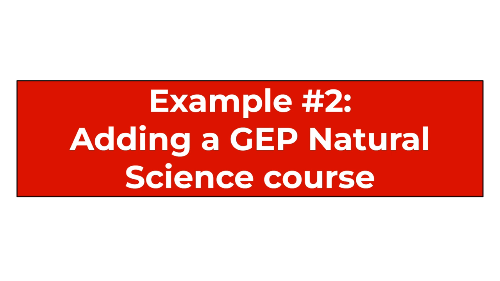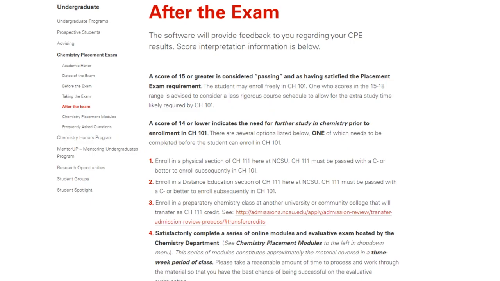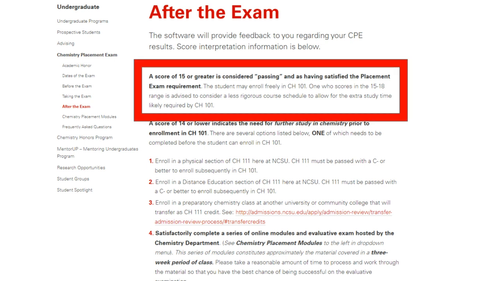Example number 2, adding a GEP natural science course. For this example, we will repeat a similar process from example 1 to register for chemistry. Based on the chemistry placement exam score, as seen here on this page, let's imagine that I scored a 17. This means that I can register for Chemistry 101.